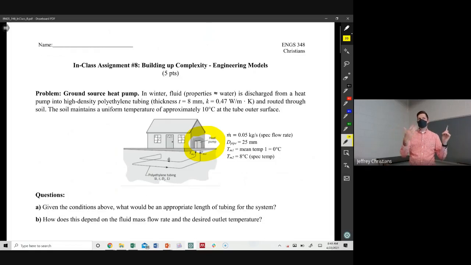Maybe the heat exchanger for the heat pump has fins on it to improve heat transfer. So you can see we would take different aspects of the system. We want to break it up into as many pieces as we can, build individual components of that, and that can help us gain intuition on the system as a whole.